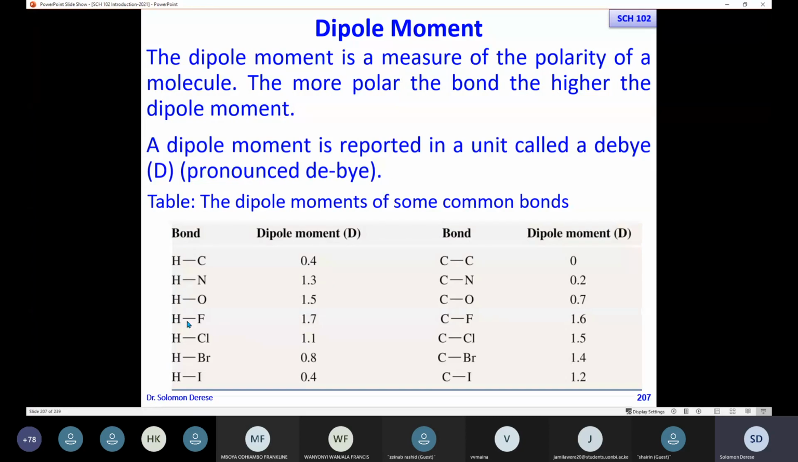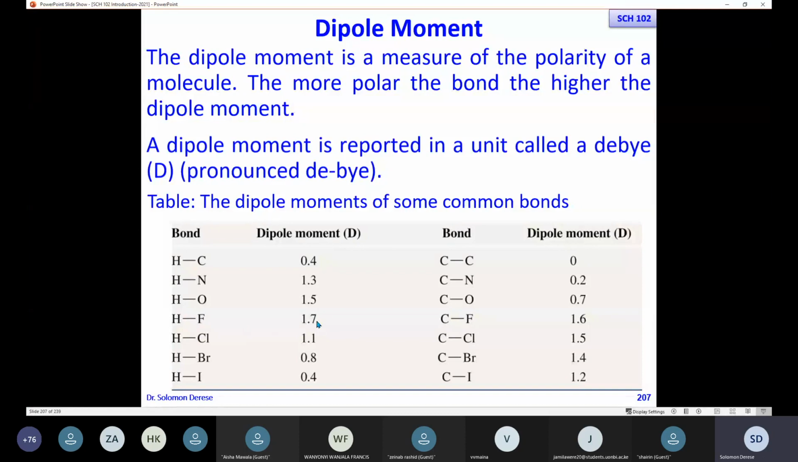And then when you go from HF to HCl, HBr, and HI, we are going down a group in the periodic table. As you go down, electronegativity decreases. As a result, the difference in electronegativity between hydrogen and these halogens decreases as you go down. Therefore, HF should be more polar than HI, which you can see here.